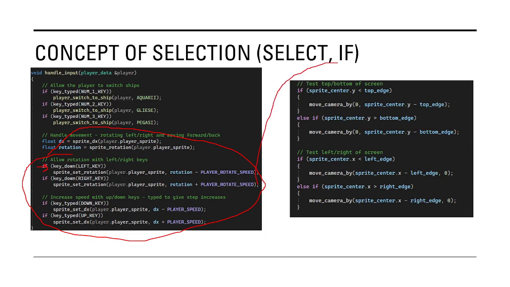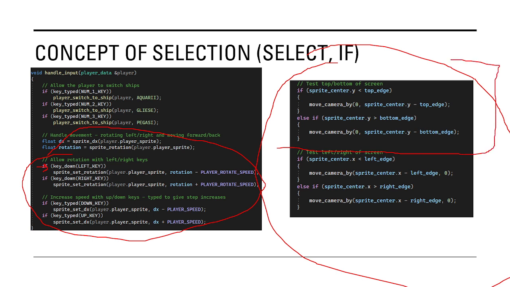Another interesting if statement is checking if the sprite or the player is still within the boundaries of the playing field, or even this one. This is to check whether it is moving left or moving right. So this allows the camera to follow the sprite.